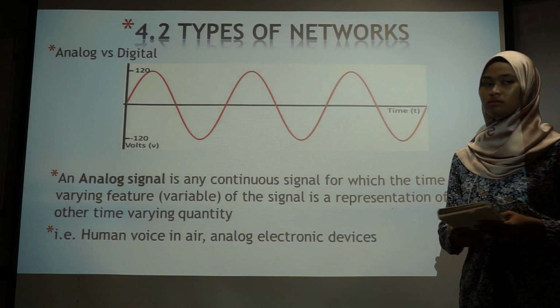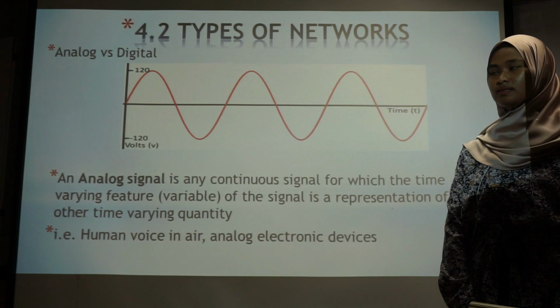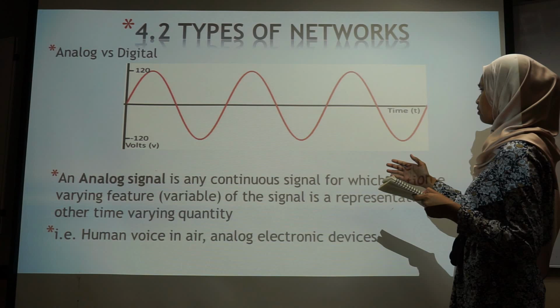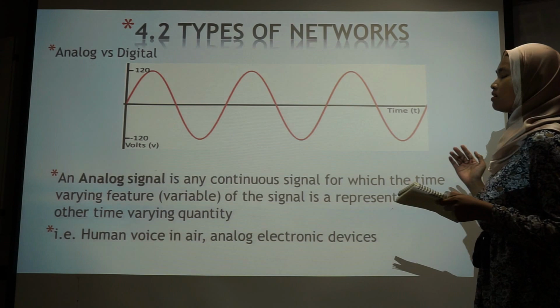Next, I will explain about the types of networks. First, analog against digital. The analog signals were used in many systems to produce signals to carry information. These signals are continuous in both value and time. The use of analog signals has declined with the arrival of digital signals.